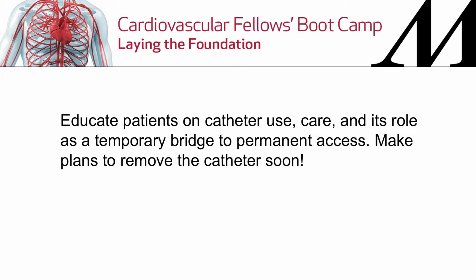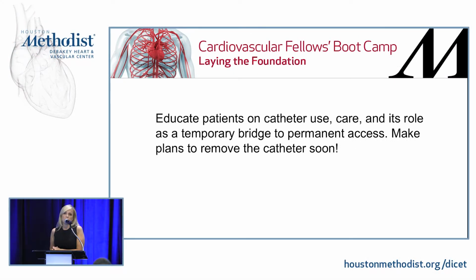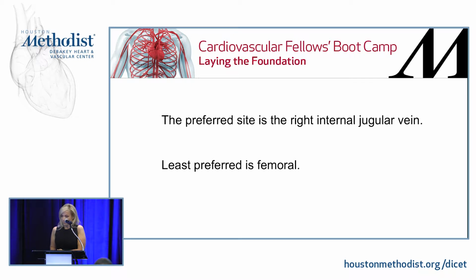So it's very important when you talk to your patients, we are ethically responsible as vascular surgeons to tell them that this is a temporary bridge to a permanent access. Their permanent access can be a graft, it can be a fistula, but always talk to them about their transplant option and whether or not their nephrologist has talked to them about transplant, because being transplanted is their ideal outcome, of course. And so again, the preferred site is the right IJ vein. The least preferred is the femoral, mostly because of the infection risk.